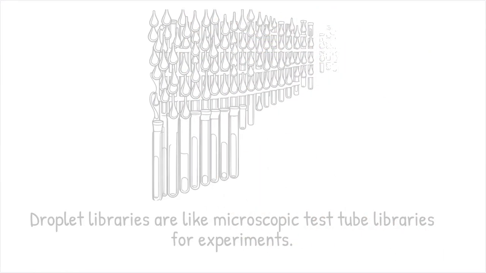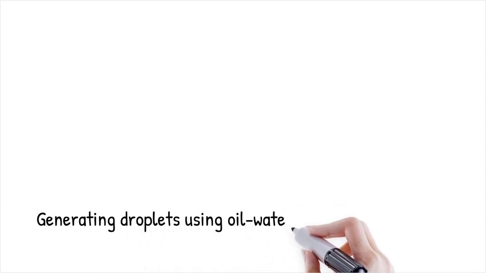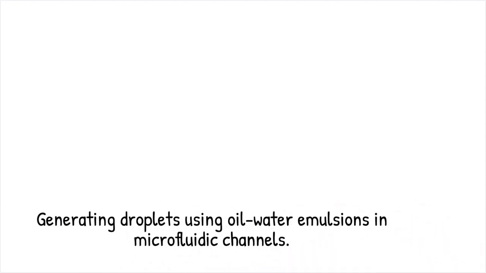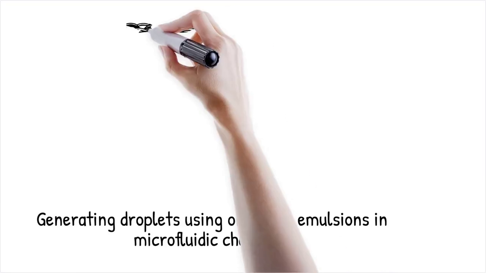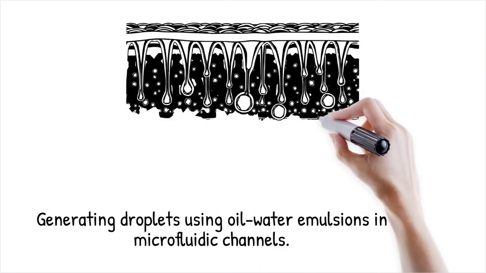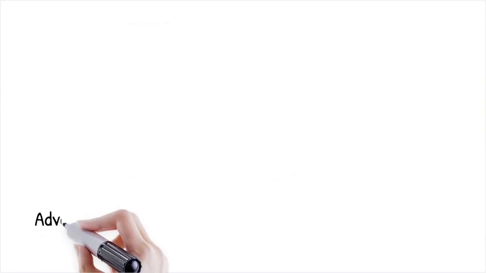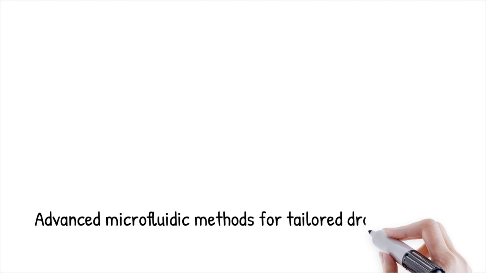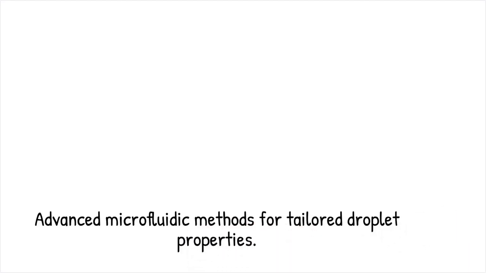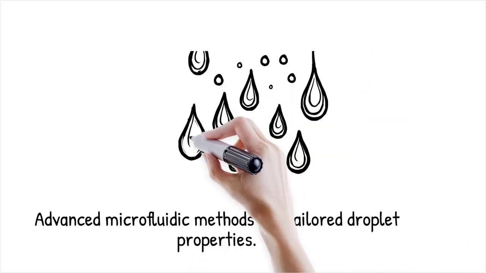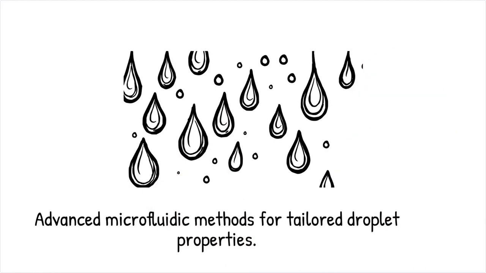Droplets are generated in microfluidic channels using oil-water emulsions, where aqueous solutions form tiny suspended droplets in an immiscible oil phase. Precise droplet formation is controlled by flow rates, surfactants, and channel geometry, enabling uniform droplet size and reproducibility. Advanced methods like T-junction, flow focusing, and co-flow geometries are used to tailor droplet properties. These controlled microenvironments allow scientists to perform experiments on a nanoscale with minimal reagent consumption.